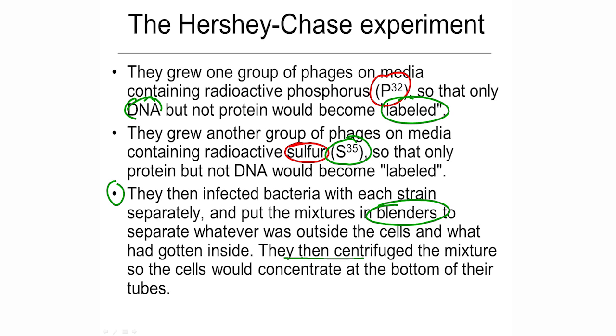So they centrifuged the mixture then, the idea being that the cells, the bacteria, will fall down to the bottom, and what's left in the so-called supernatant, which is the liquid above, would be whatever shook off or did not really get into the cell.